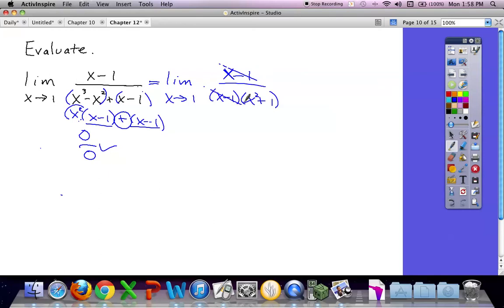So this is the limit as x approaches 1 of 1 over x squared plus 1. Okay, now try direct substitution. Is it defined? Sure. Equals 1 over 1 squared plus 1, which is 1/2. So the limit is 1/2.